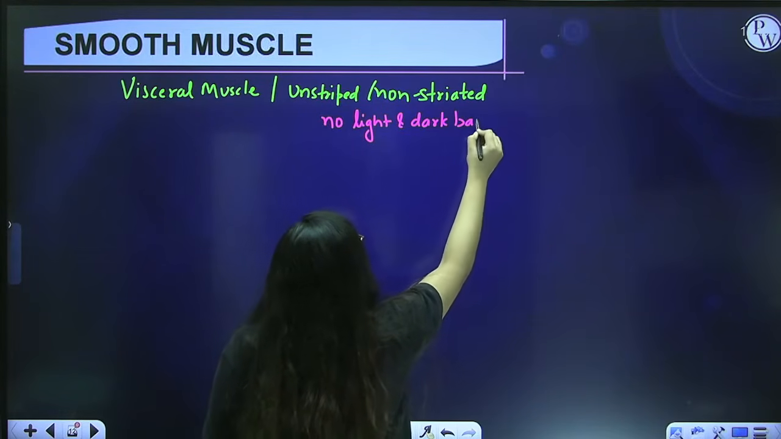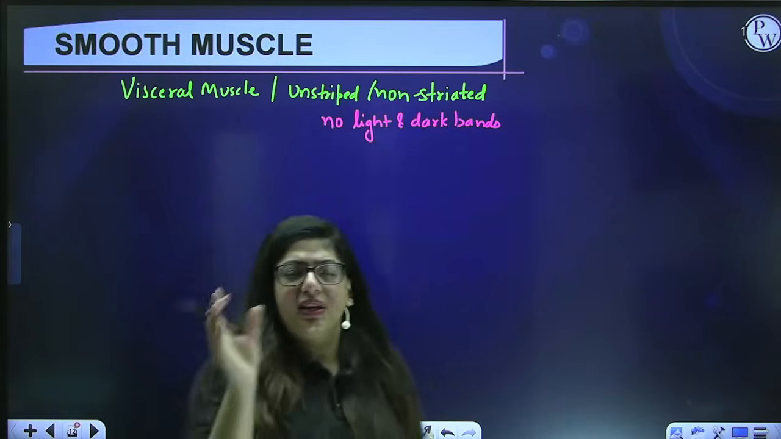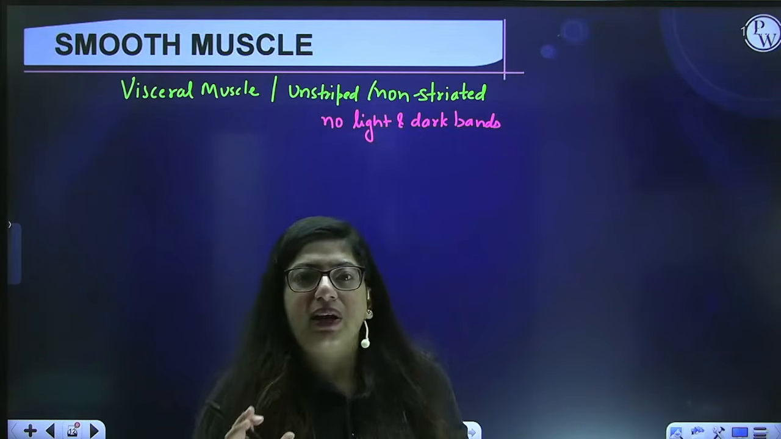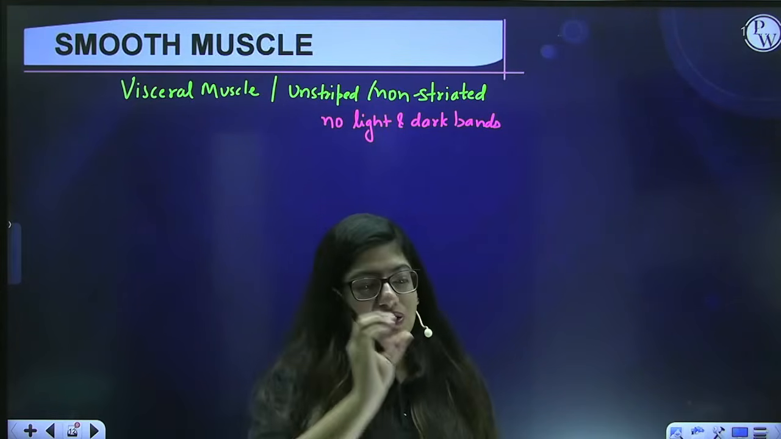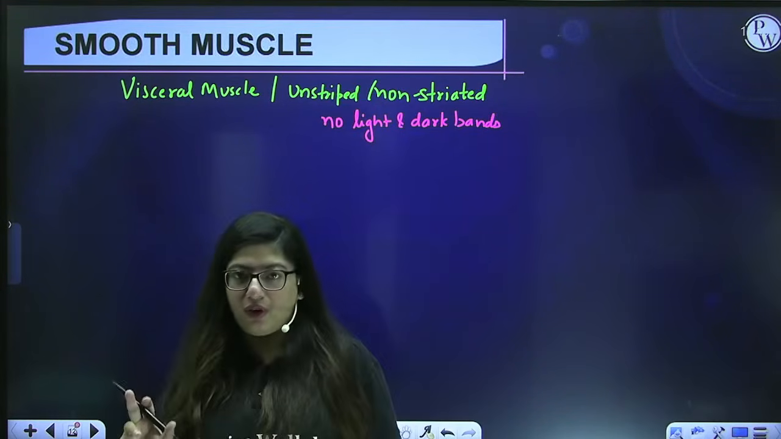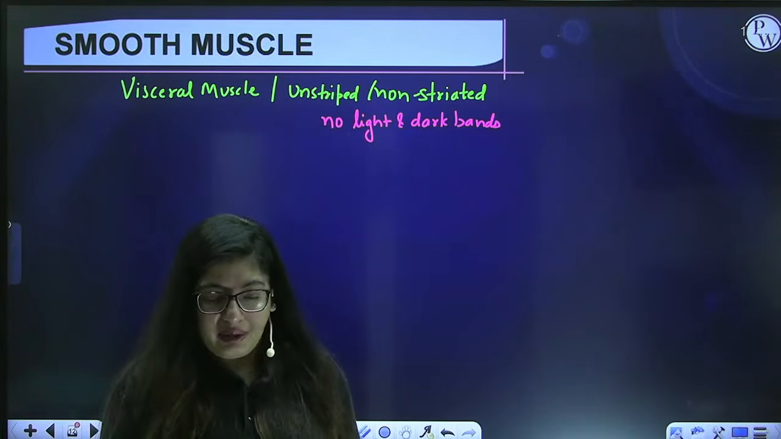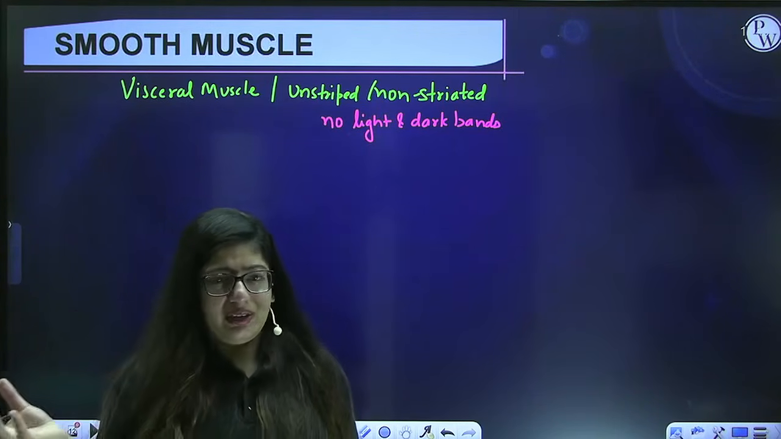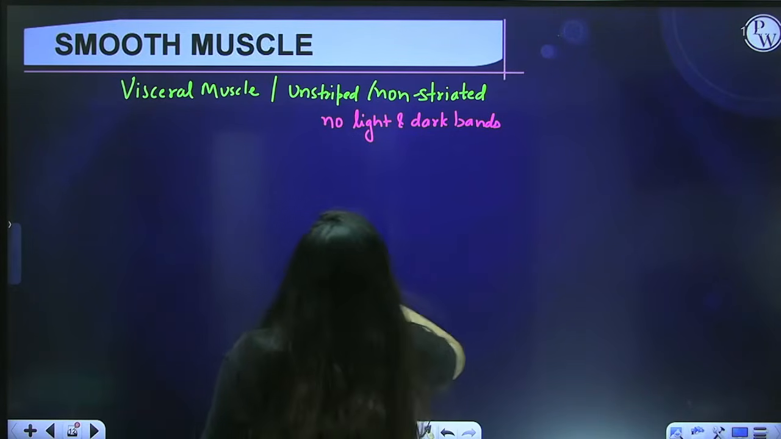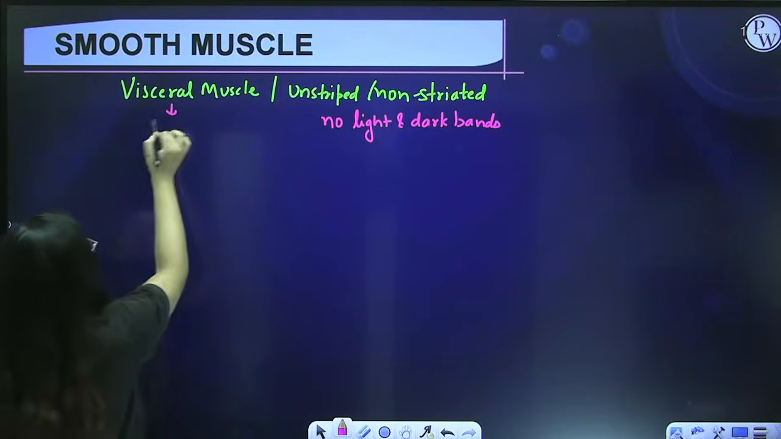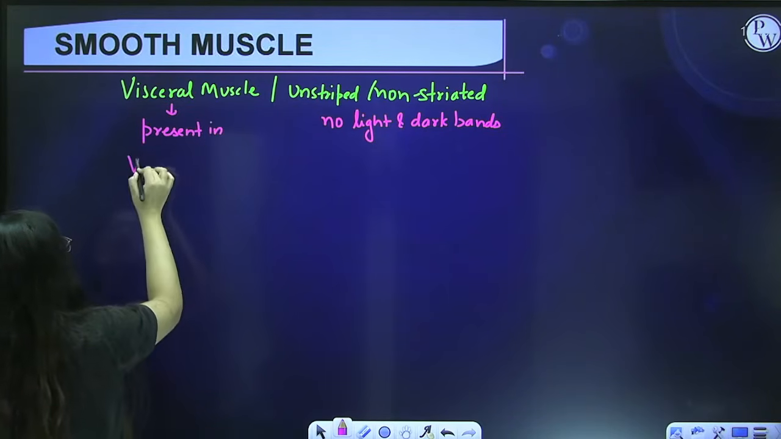But it doesn't mean that it will not have myofilaments. It's a muscle. Definitely it will have myofilaments, but the arrangement will not be like that. As such, the alternating light and dark bands will not be present. Myofilaments will be present. If there are no myofilaments, that means no contractile protein, then it is no more a muscle. It is called visceral muscle because it is present in visceral organs.